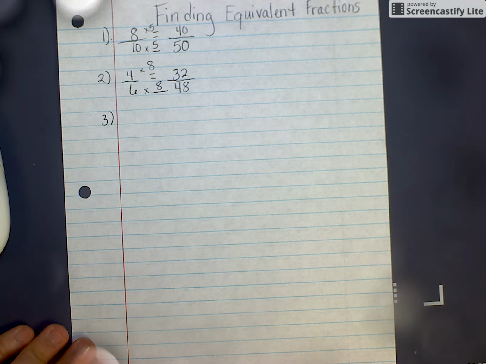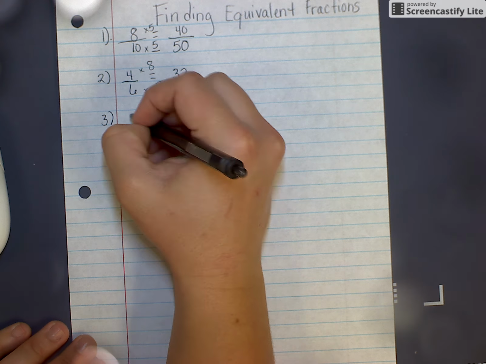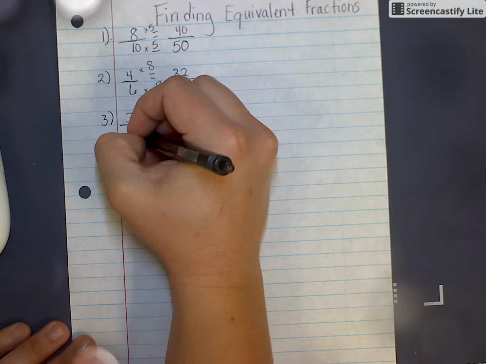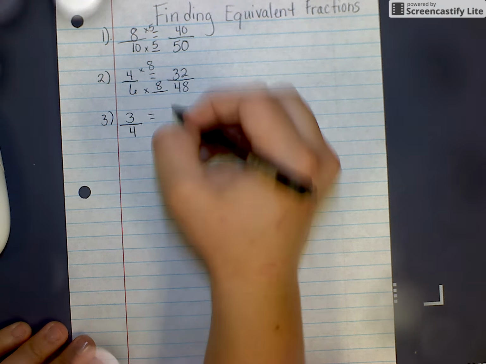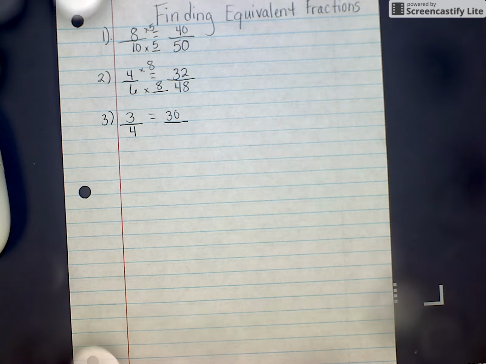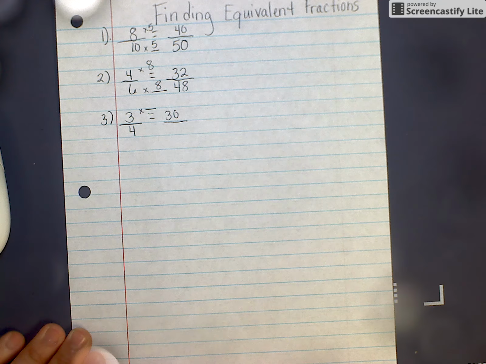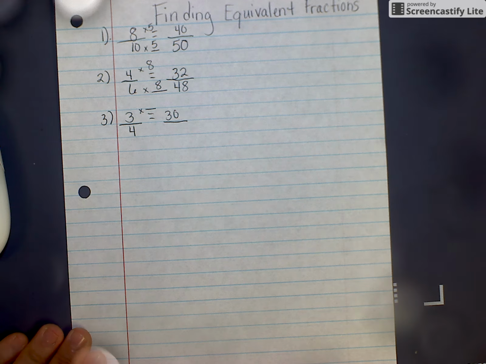And number 3, let's do one where we have to find a denominator. So 3 over 4, and then they put 30 at the top. It's the same method, but I just wanted to switch it up. So 3 times what gives us 30? 3 times 10 gives us 30.